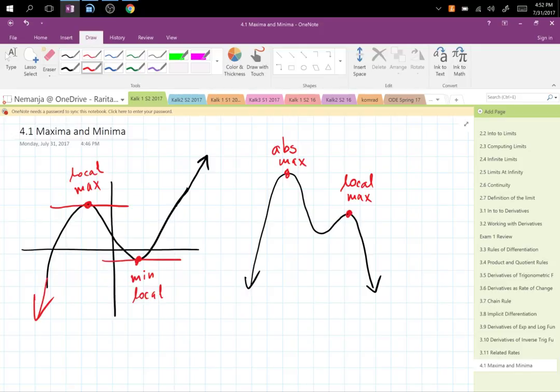So when we are dealing with min and max, to have an absolute max, it has to be the absolutely largest point, or for a minimum, the absolutely lowest point for the entire graph on the entire domain. And then over here we also have a local min. For the same reasons as I mentioned before, you have points that are lower than the y value for that min, so it's a local min.